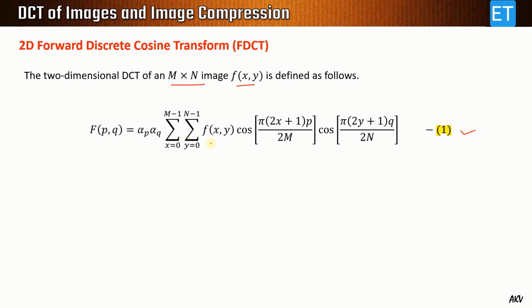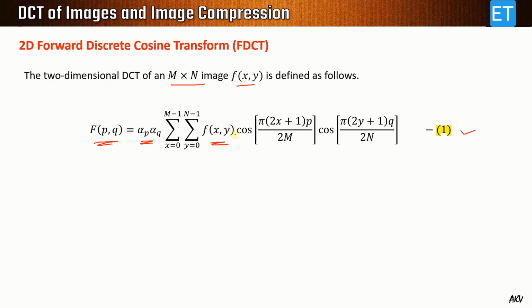So this is your image f(x,y), and here it is multiplied with these two cosines: cos(pi(2x+1)p/2m) and cos(pi(2y+1)q/2n). And these are two coefficients, alpha p and alpha q. So after implementing this equation, your f(x,y) is converted into a matrix F(p,q) that is equivalent in size to f(x,y), and it is carrying all the DCT coefficients.